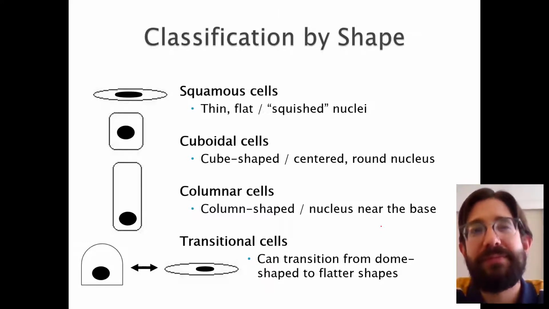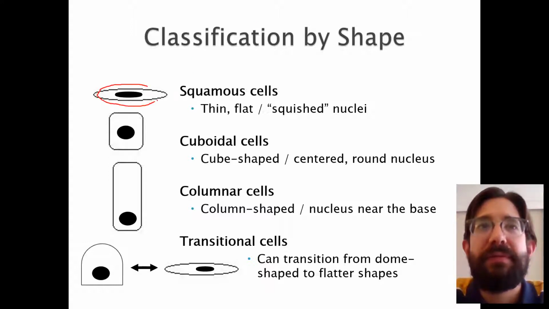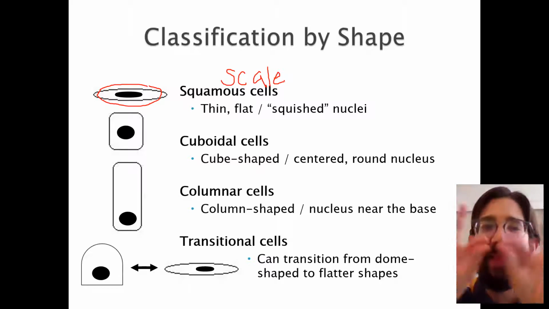Squamous cells are thin and flat and have this kind of squished nuclei appearance. So in this squamous cell, squamous, by the way, means scale. You know, like the scale on a fish is very flat and thin. So that's what squamous cells look like.